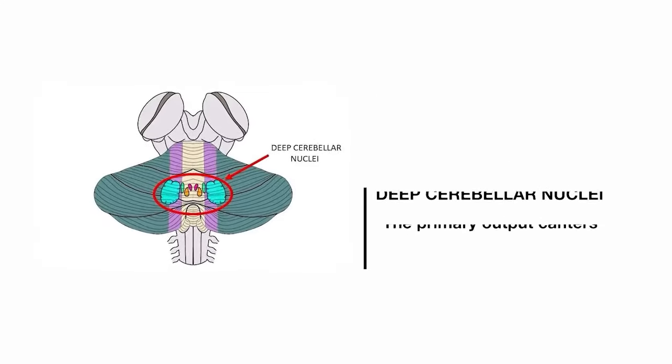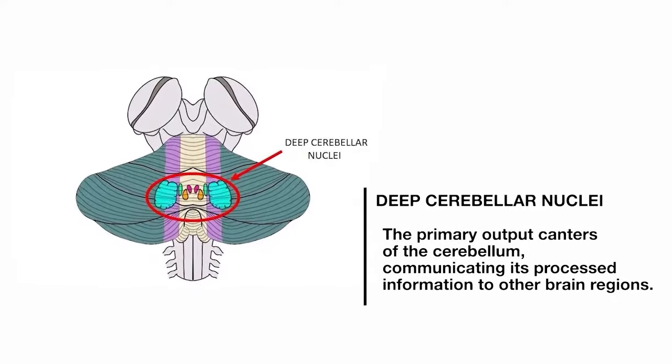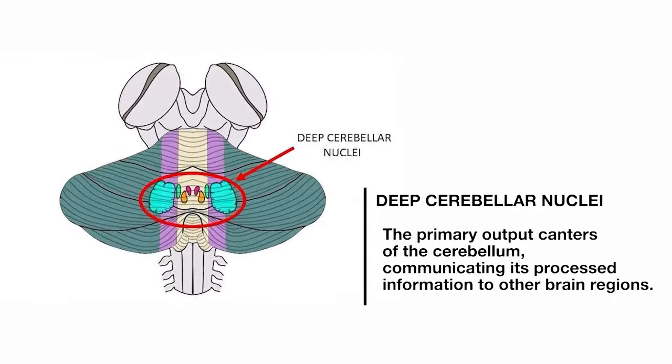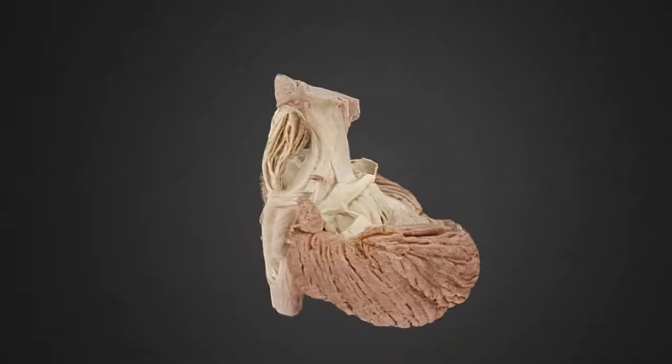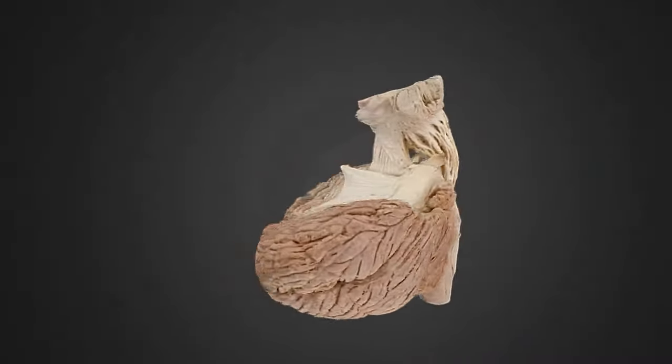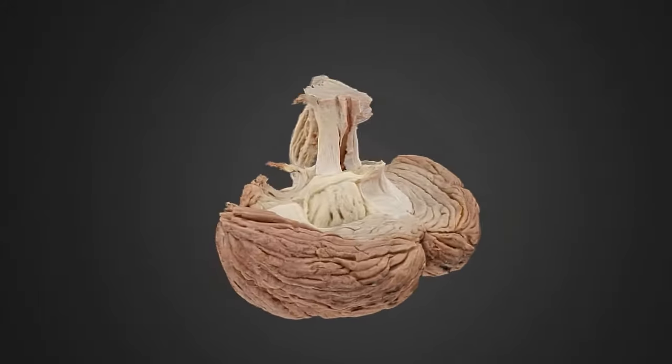These serve as the primary output centers of the cerebellum, communicating its processed information to other brain regions. Peduncles. The cerebellum communicates with other parts of the brain via three paired structures known as peduncles.